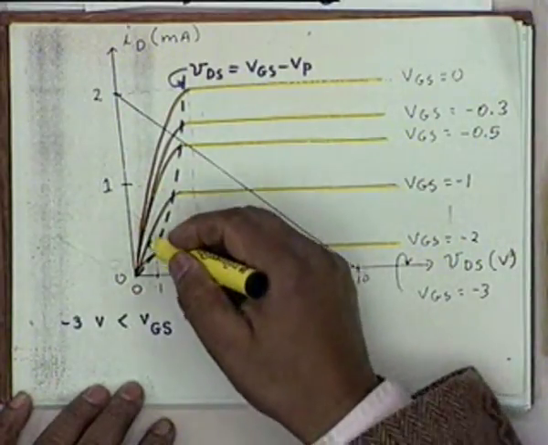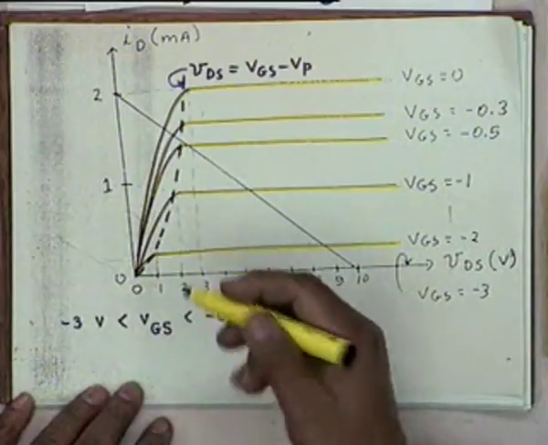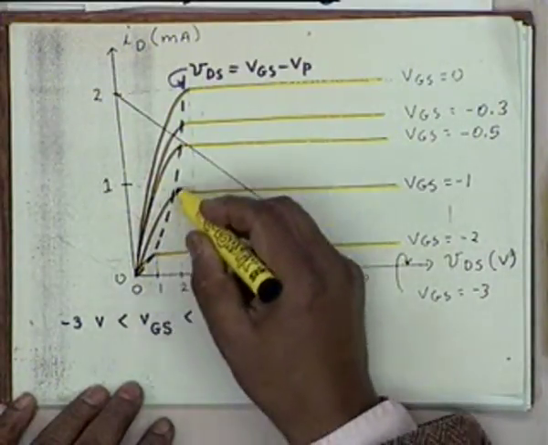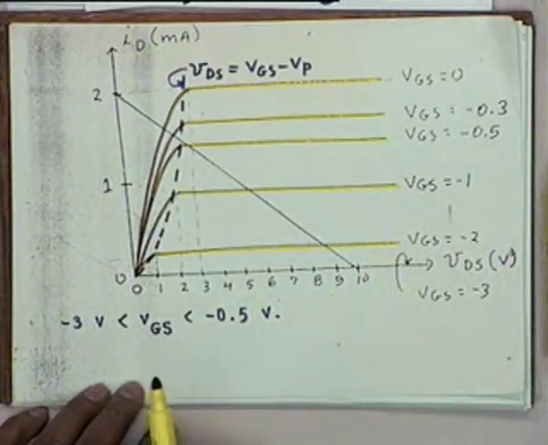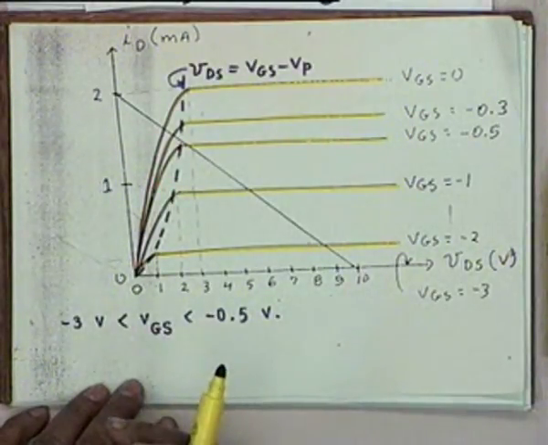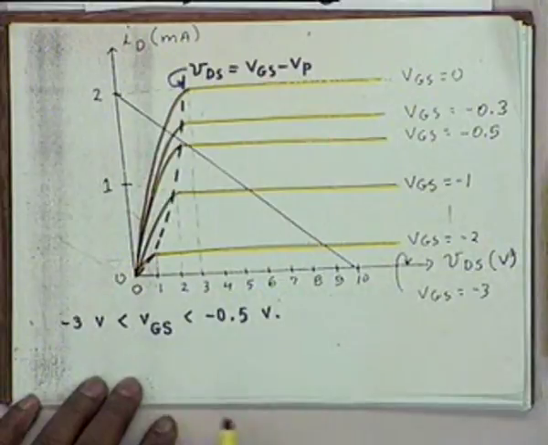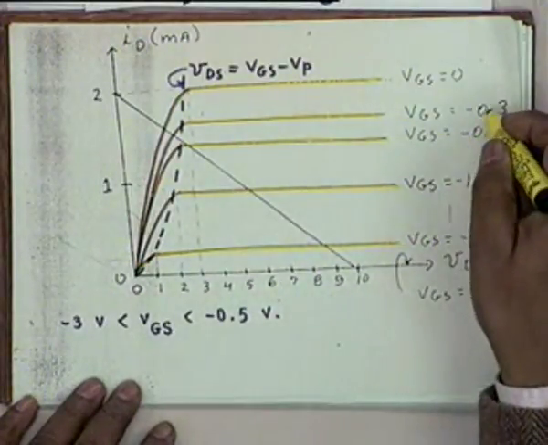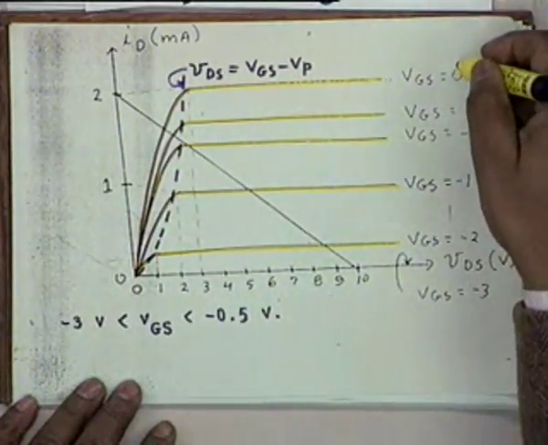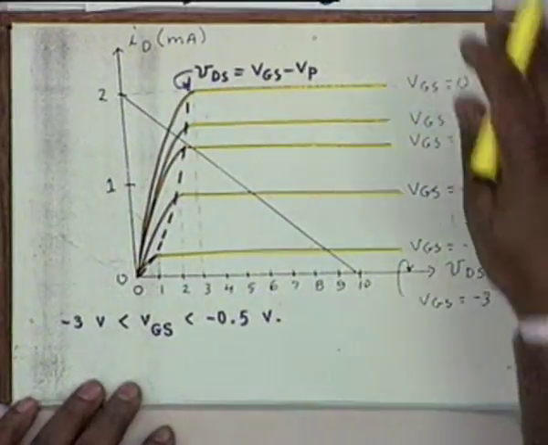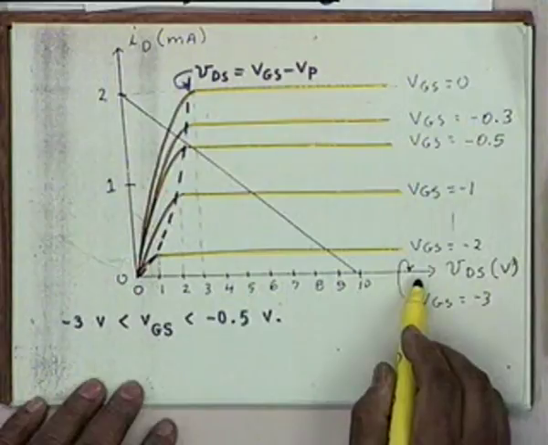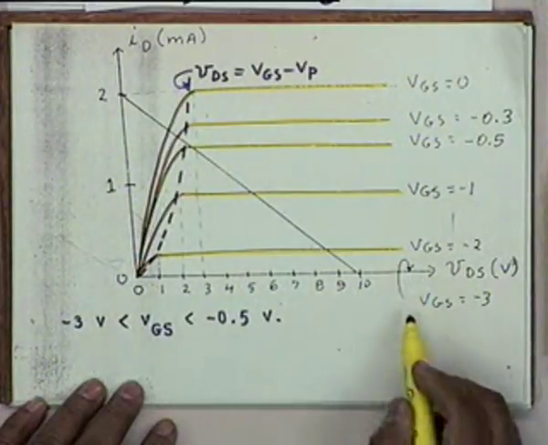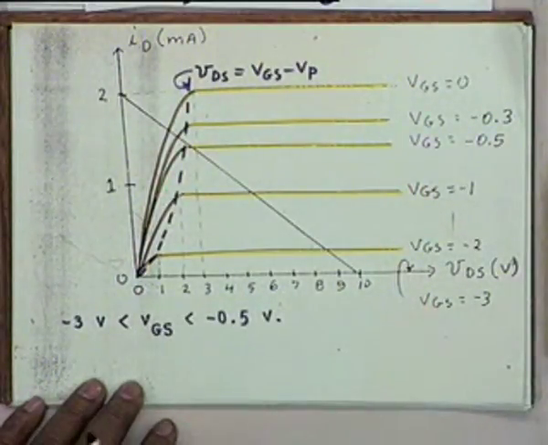So if it is a straight line and then a straight line, there is a sharp corner. So they are all rounded off because it is not exactly ohmic, and the onset of saturation is not very sharp either, okay. Anyway, I have shown minus 0.3, minus 0.5 in addition to 0, minus 1 and minus 2, and obviously this line would be VGS equal to VP, that is minus 3 volt.